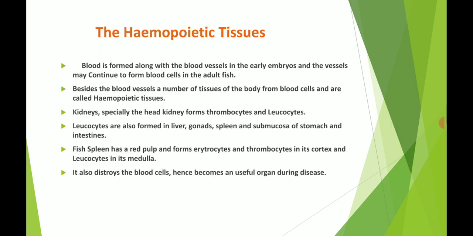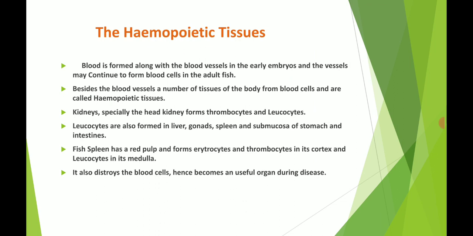Here we see that lymphocytic tissues are present in the blood. This blood is formed along with the blood vessels in the early embryos, and the vessels may continue to form the blood cells in the adult fish. The various blood vessels are present in the early embryo stage of the fish, and continue to form blood cells in the adult fish.